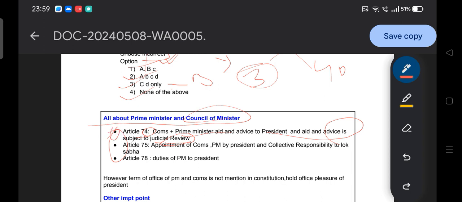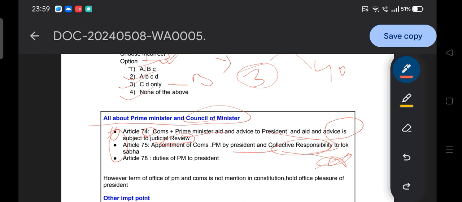Then article 75, the appointment of the council of ministers and prime minister by the president, and collective responsibility to the Lok Sabha. So what is the meaning of collective responsibility? If they ask the question, which among the following is a principle of the Indian parliamentary system, then you have to choose collective responsibility.